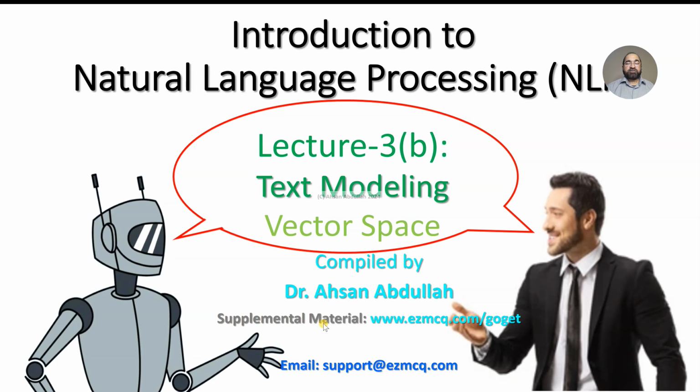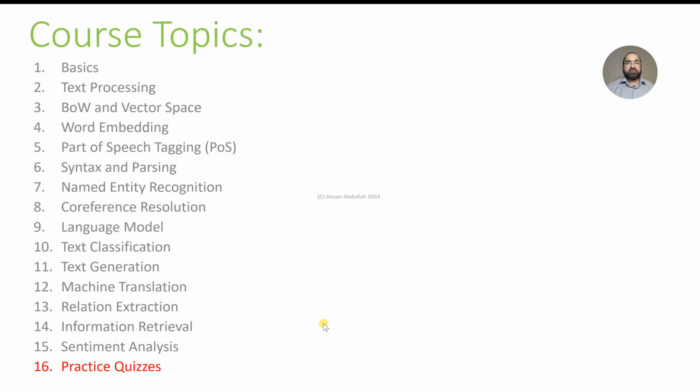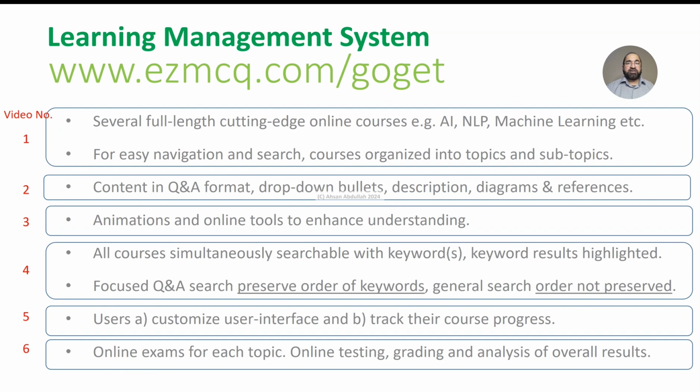So, we go over to the supplemental website, the address is on your screen. This course consists of 15 topics, and the topic which we are covering is the text modeling, bag of word models, and the vector space model. This course basically uses the supplemental learning management system, which has some excellent features, which you will find very useful in your comprehension, in your successful progress in this course.